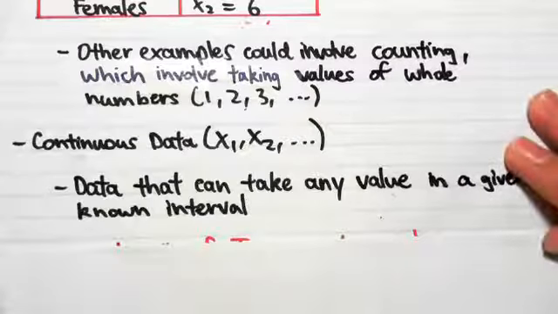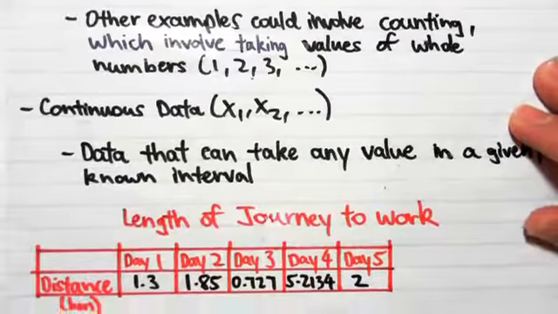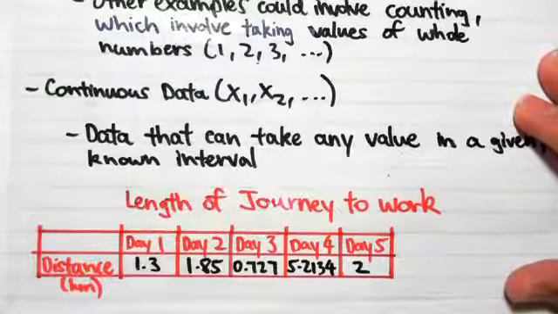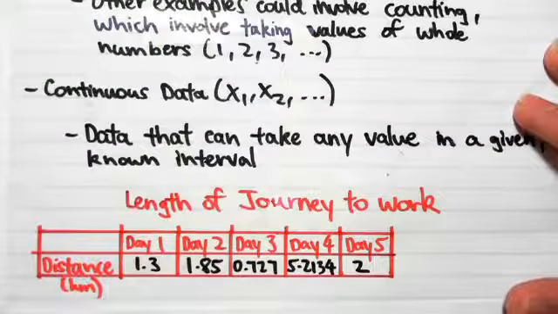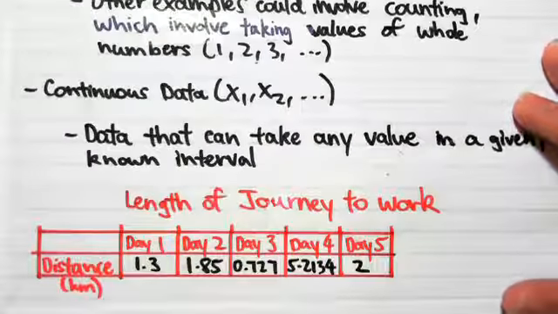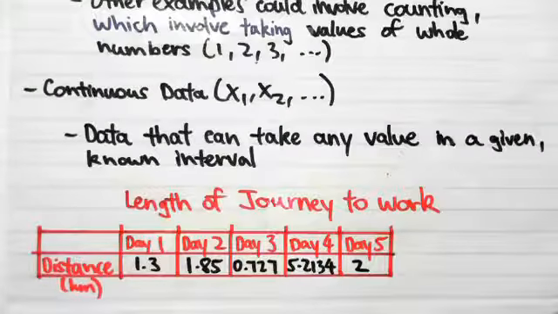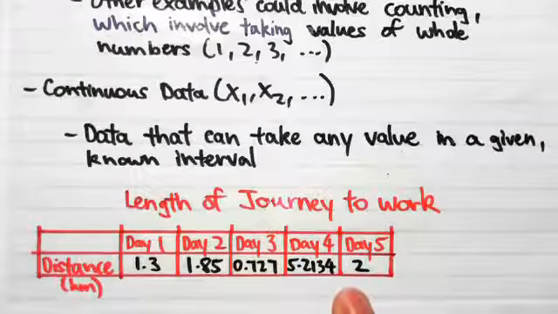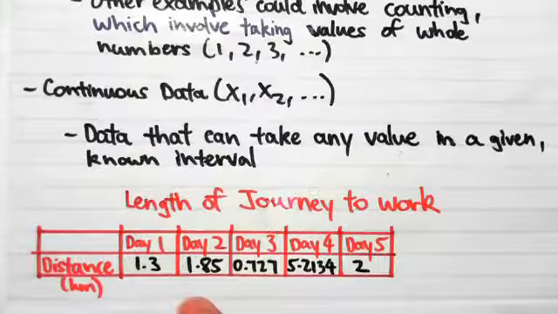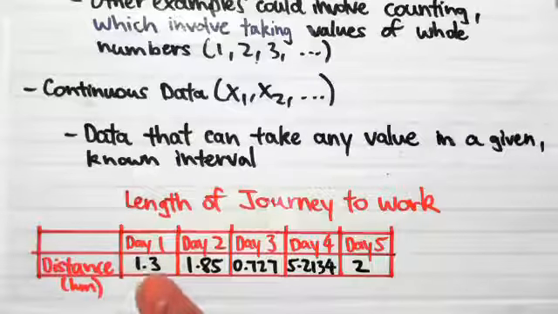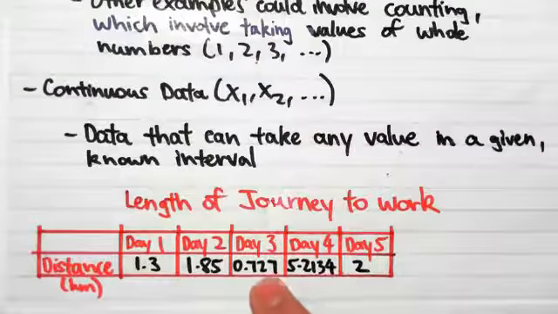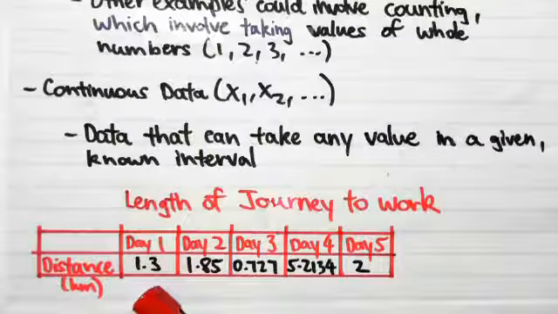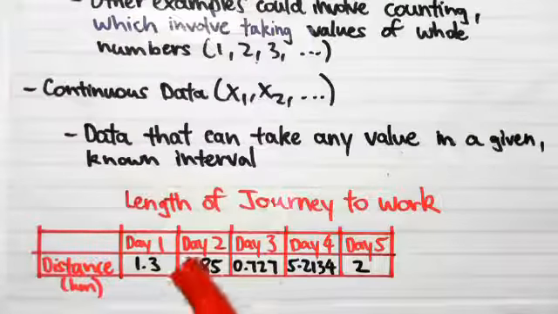One good example to show this is, let's say you were traveling to work and you wanted to measure the distance that you traveled each day. This is the list of values that you found in 5 days. The reason why this example is continuous data is because you have values here with different decimal places. You can have data with 1 decimal place and it still makes sense. So you can travel 1.3 kilometers in day 1, and that makes sense, right?